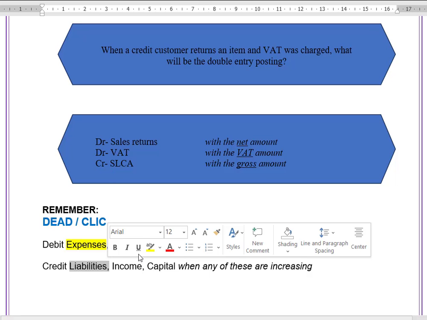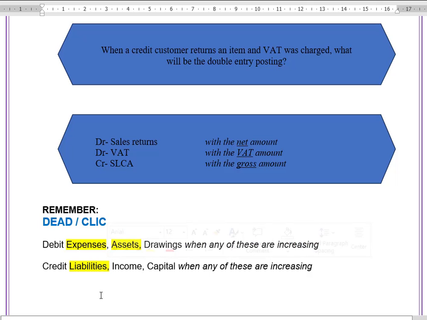So literally, when you have a sales return, you will debit your sales returns with the net amount, you will debit VAT with the VAT amount, and you will credit SLCA with the gross amount. Please remember, your sales returns is an expense that the company is bearing. And if the company is bearing that cost, when it is increasing, the more people return and return and return, your sales returns will be debited as an expense. Please do bear in mind as well, in your trial balance, your sales returns will be on the debit side.